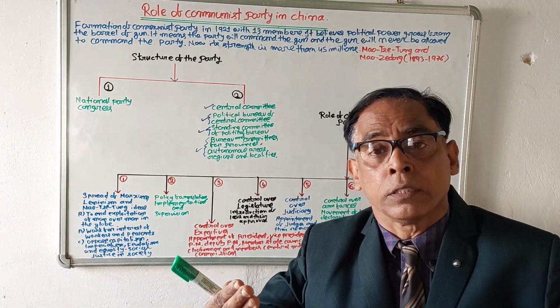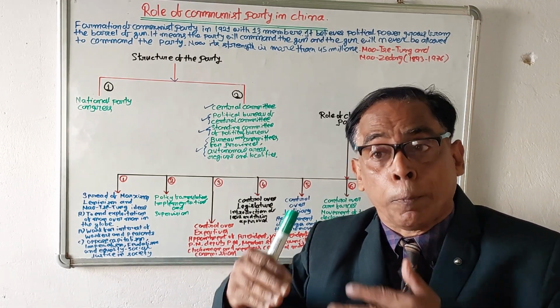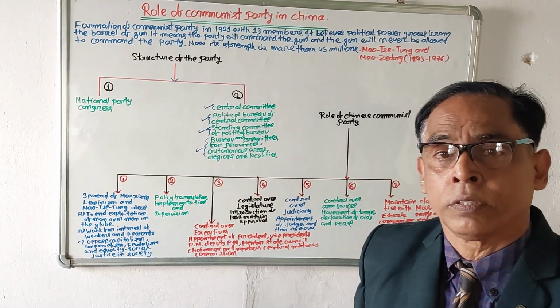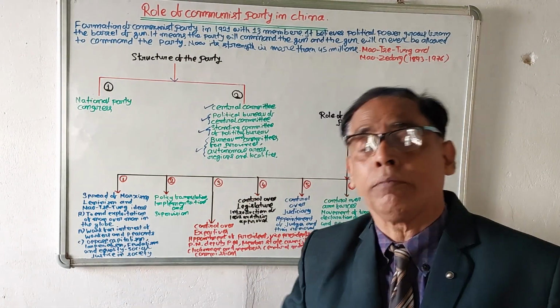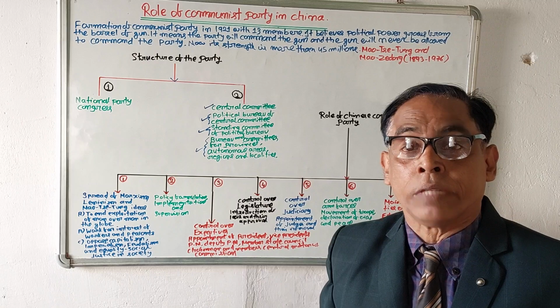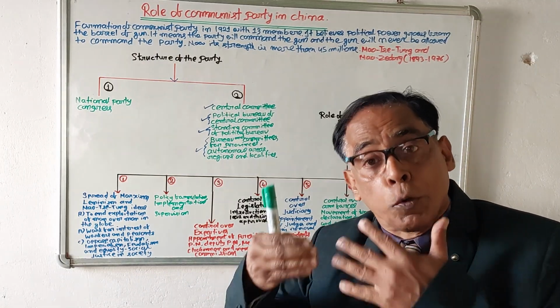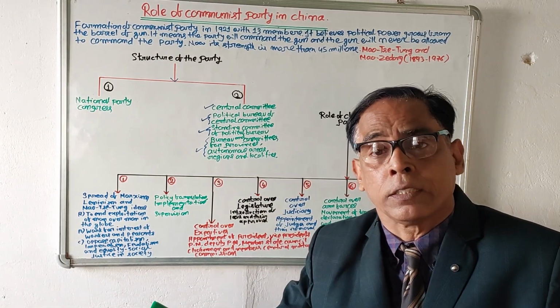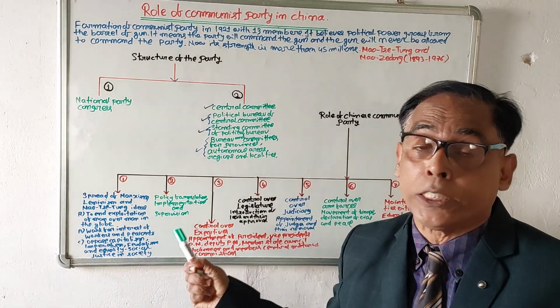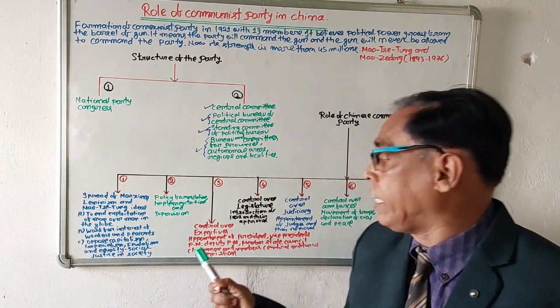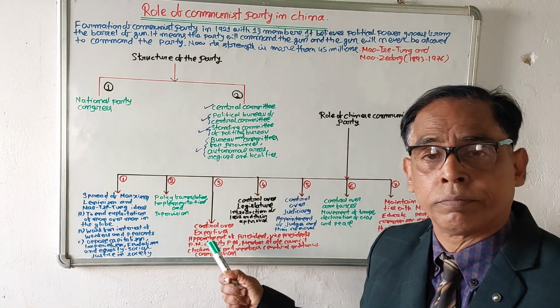What policies the People's Republic of China will have, how they will be implemented, and how supervision will be made over policies. It is the primary function of the Chinese Communist Party. And number three, control over executives.